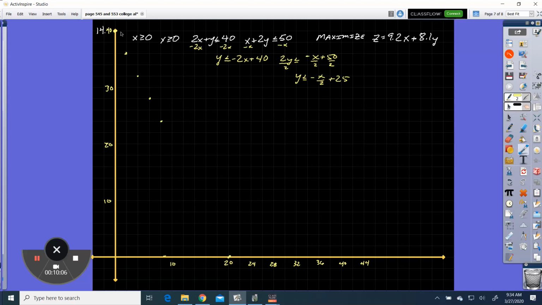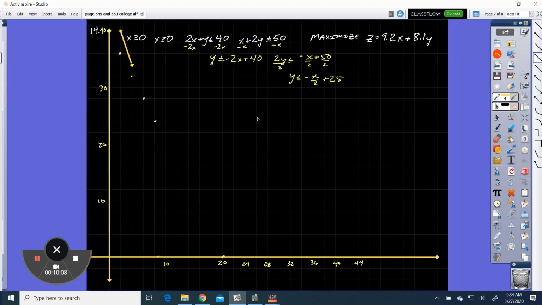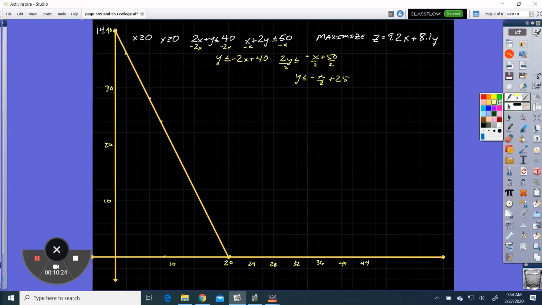Okay? And it's less than, so I'm shading in this triangle so far. Now negative x halves plus 25, that's going to be a little harder to draw, but we do what we can. Dot right here. Now we're going to go down 1 over 2. Down 1 over 2. And continue on with this line.